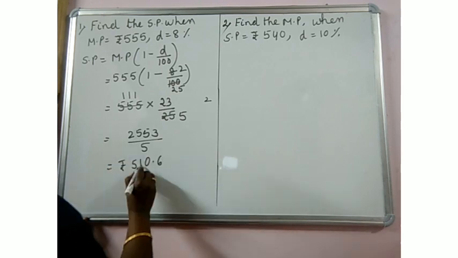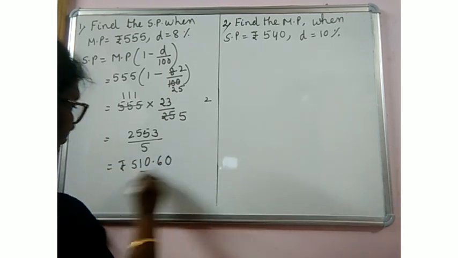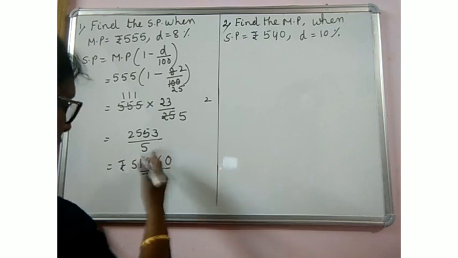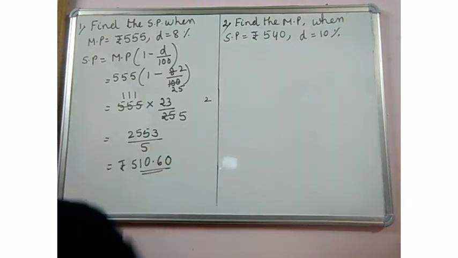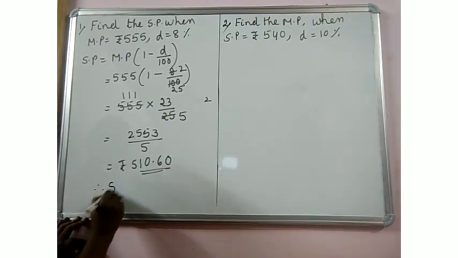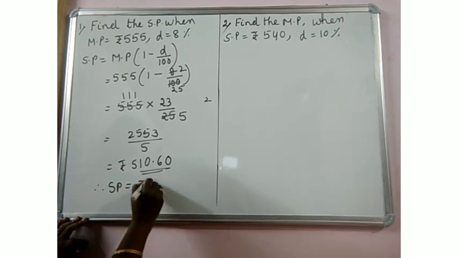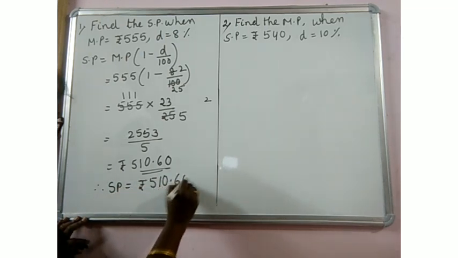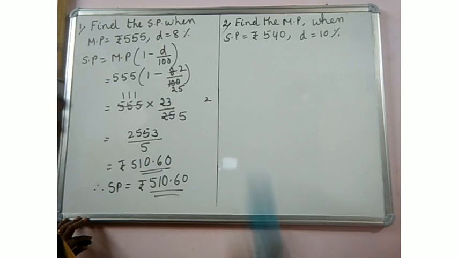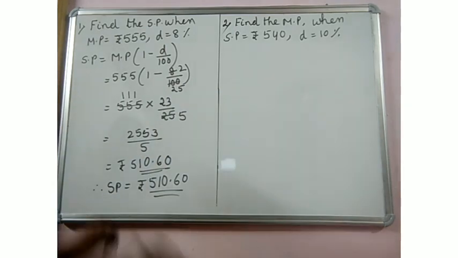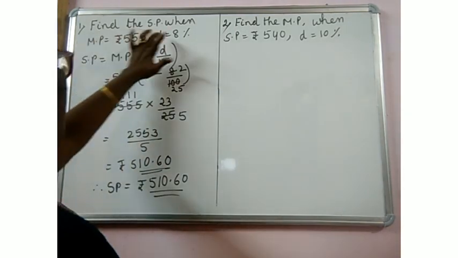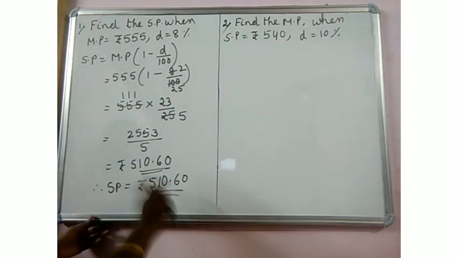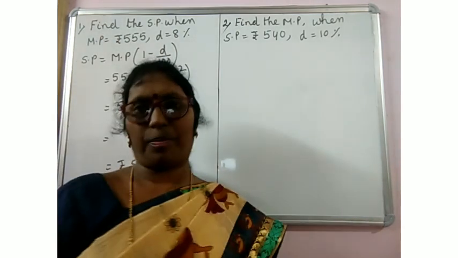Rupees and paise: you know that 1 rupee equals 100 paise. So always, after the decimal, towards the right, 2 places you have to show. Therefore, selling price is equal to 510.60 rupees. Okay. So this is a direct question. Mark price is given, discount percent is given. This is how to find the selling price.